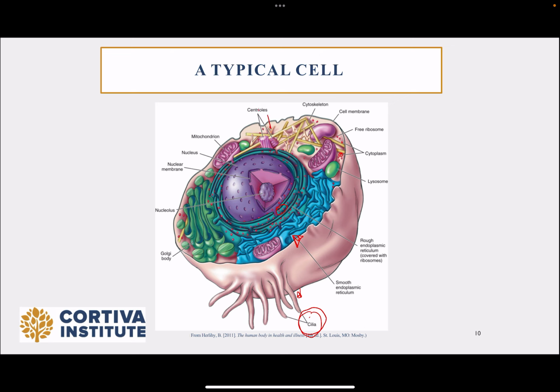Here are the centrioles that are going to help divide the cell. Mitochondria producing energy, beautiful nucleus. The nuclear membrane is going to protect the nucleus and also allow for transmissions to be possible. The nucleolus, you want to think about it as more of the brain of the cell. Here's the Golgi body. As I said, the Golgi body is going to modify those proteins. Lysosome: the lysosome is going to kill leftover proteins.